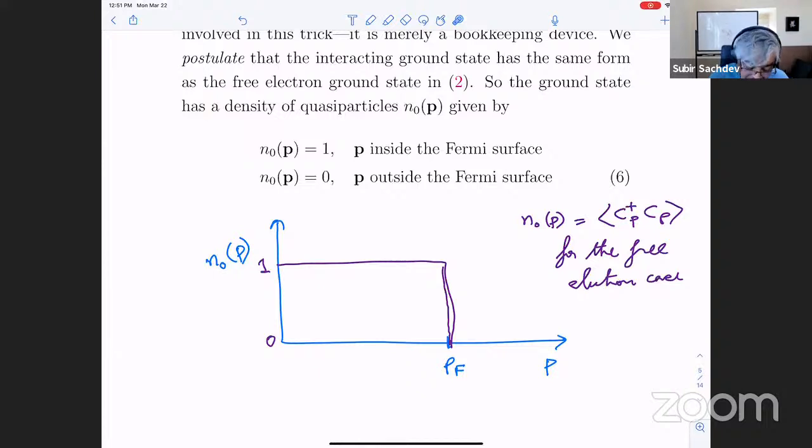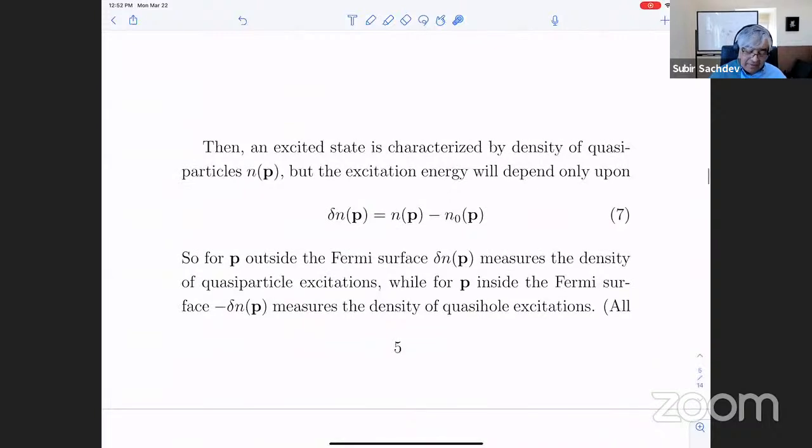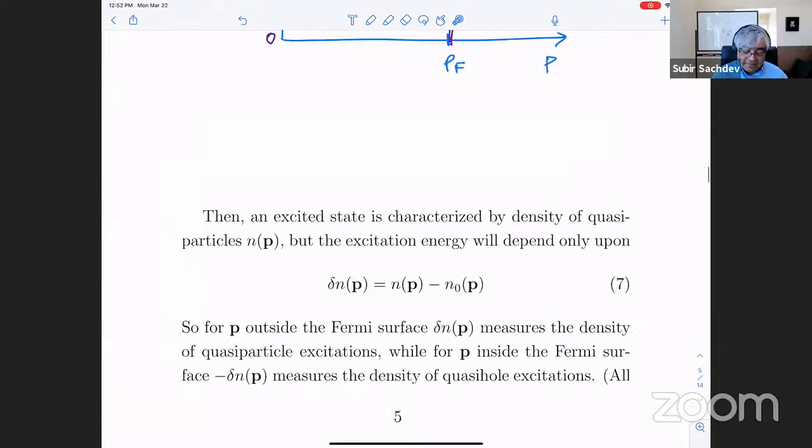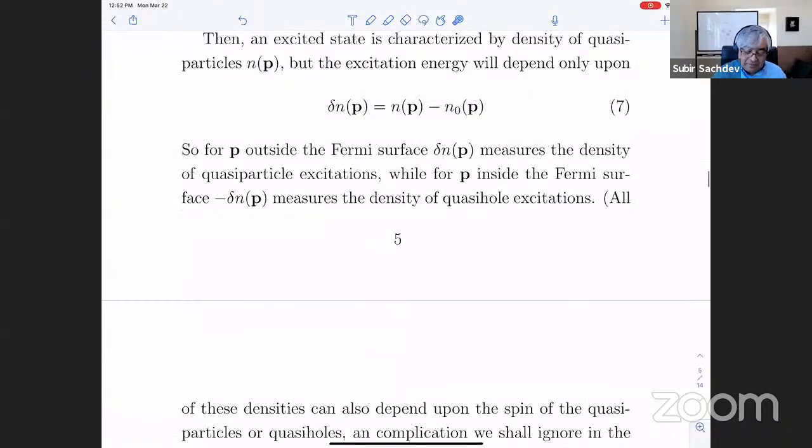But it's also a very convenient bookkeeping device, because now let me define. I want to characterize some multi-particle excitation, which is made up of both quasi-particles and quasi-holes, but I don't want to keep track of which is inside the Fermi surface, which is outside. I just want the same formalism. So now I define something called delta N of P, which is the distribution of excitations, which is the number of excitations at momentum P minus N0 of P, where N0 of P is exactly this function, 1, 0. So now this thing will be positive for particles and negative for holes, or positive for quasi-particles and negative for quasi-hole excitations.